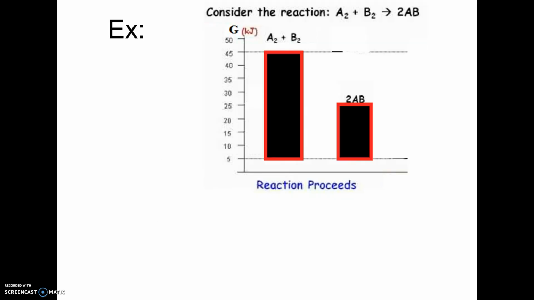All right, so here's how you might get a problem from a graph. So here's an example. You have a reaction, A plus B makes 2AB. This is our reactants here.